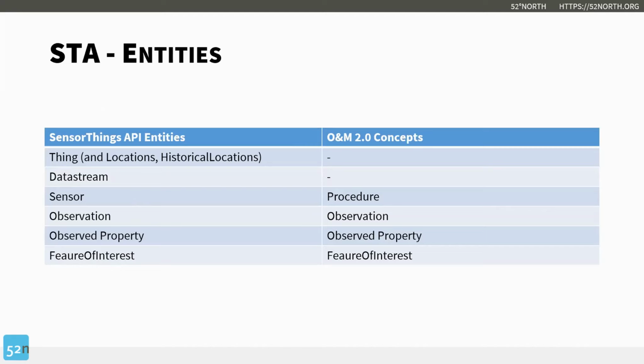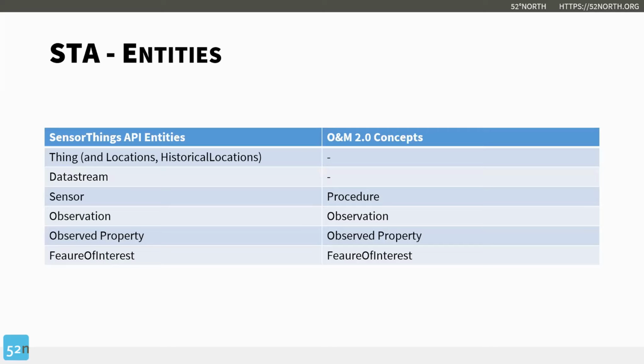So let's first start with the data model of the SensorThings API, and you will see that there are some slight differences in the data models which we will have to deal with. For example, the sensor which is taking a measurement is now called really a sensor, not a procedure as in the more abstract O&M approach. Observation remains observation. The observed property remains an observed property, so the parameter which we are observing. The feature of interest remains also the same.